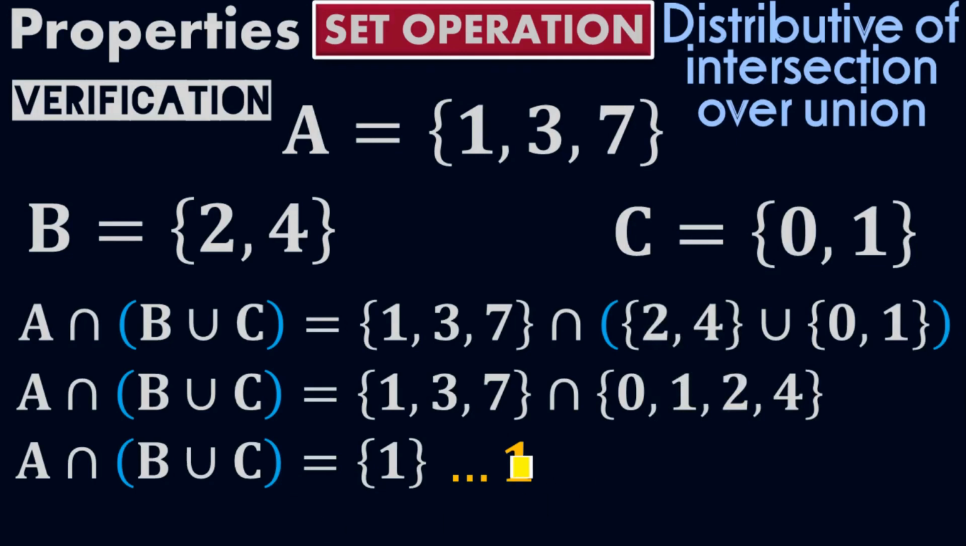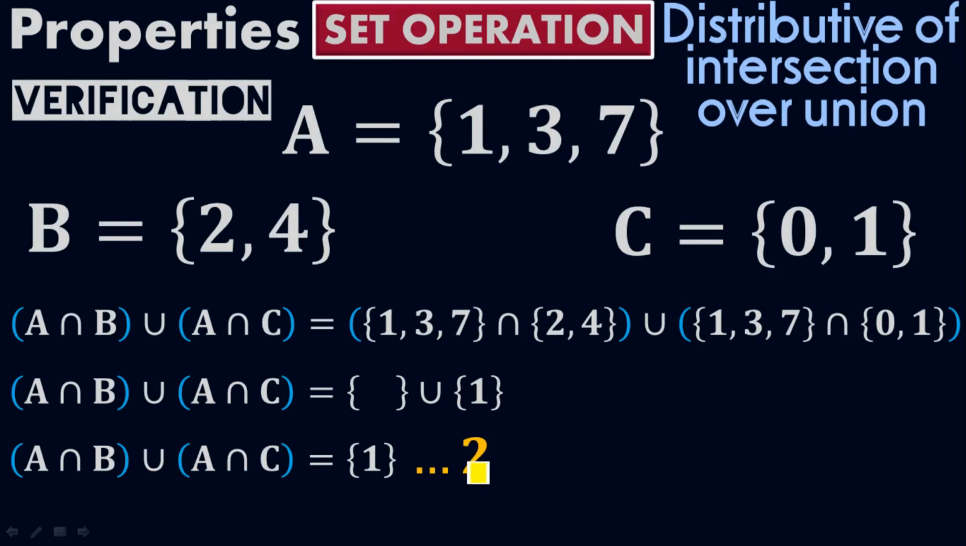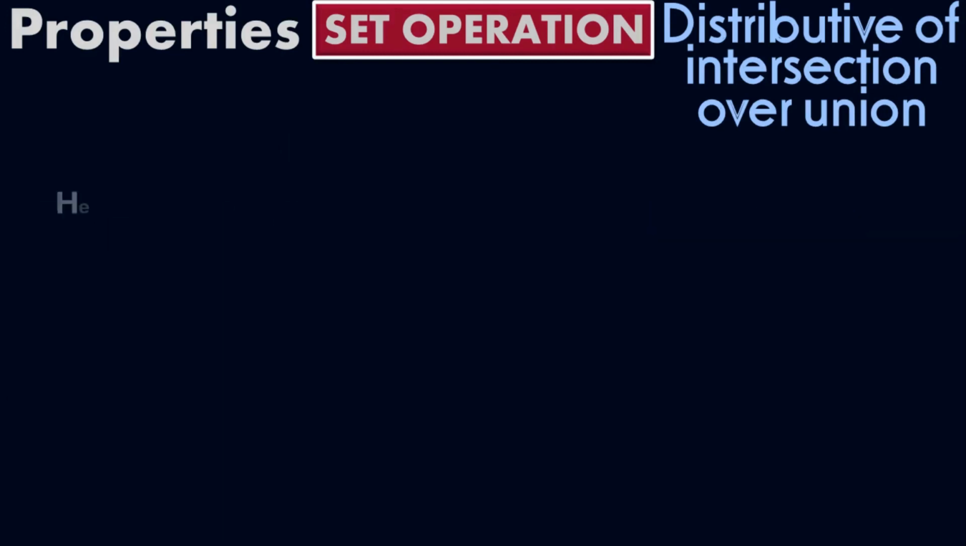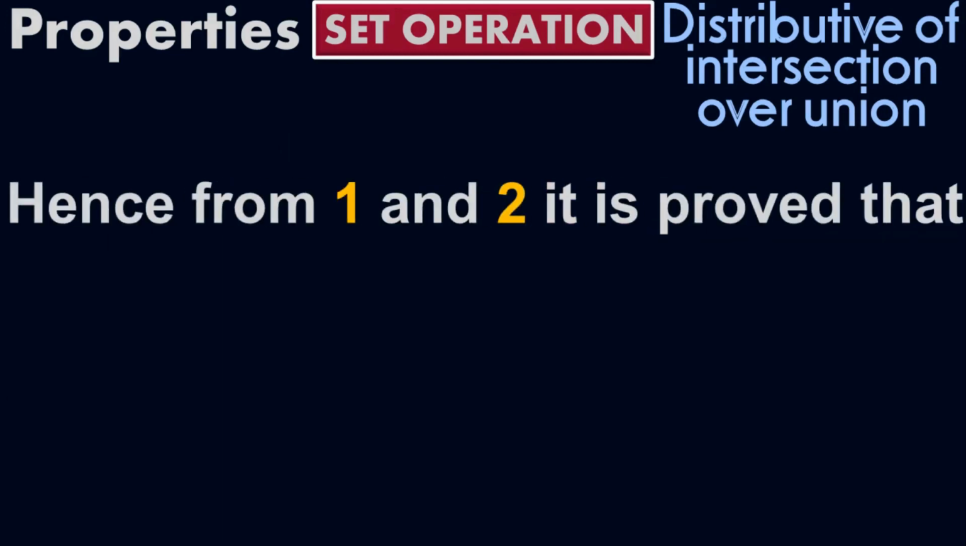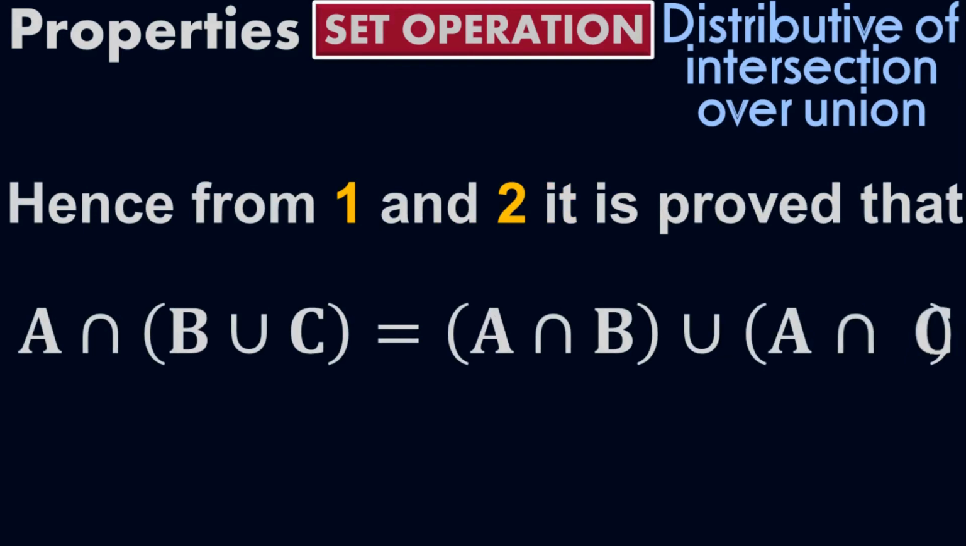From equation number 1, which is the left side, we got 1. Similarly, from equation number 2, which is the right side of the distributive of intersection over union property, we also got 1. So hence, from equation number 1 and 2, it is proved that this left side equals the right side. There we got the mathematical proof. So we have verified the distributive of intersection over union property.